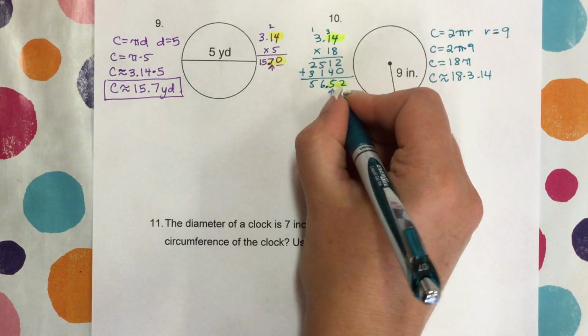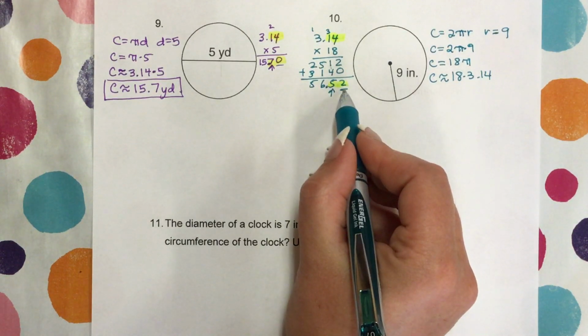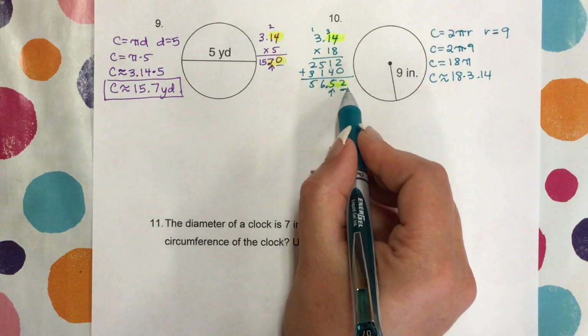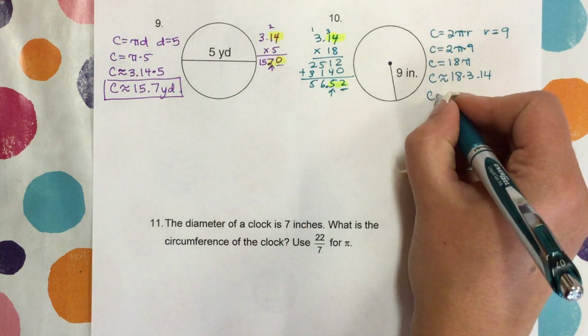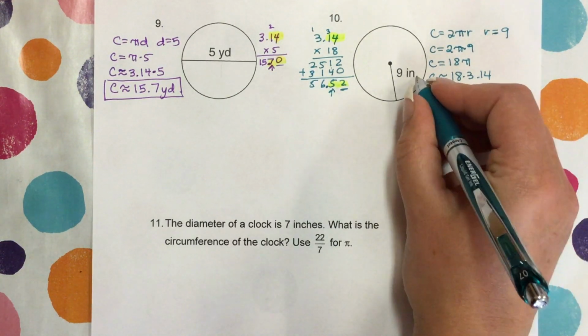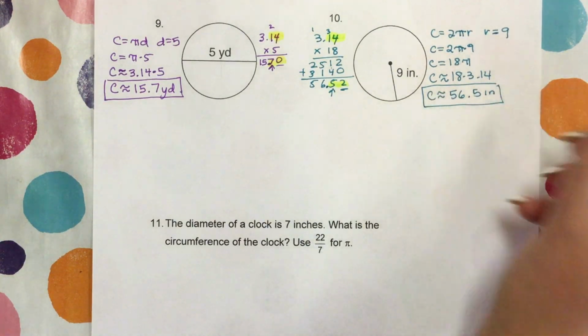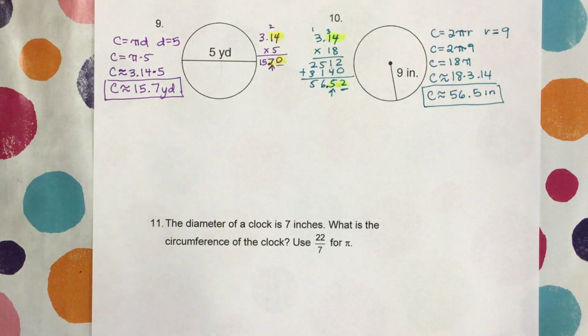But wait, we have to round it to the nearest tenth, so I look here at this place value. It has to be a 5 or above to round this up to a 6, and it is not. So that means our final answer is approximately 56.5 inches. And that's my answer, so I'm going to put a box around it. Perfect. If you got that one right, awesome job.